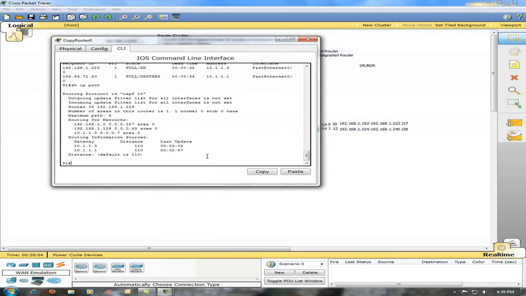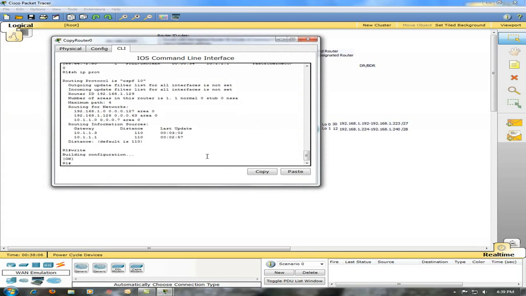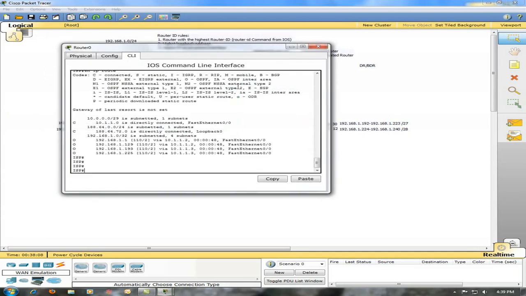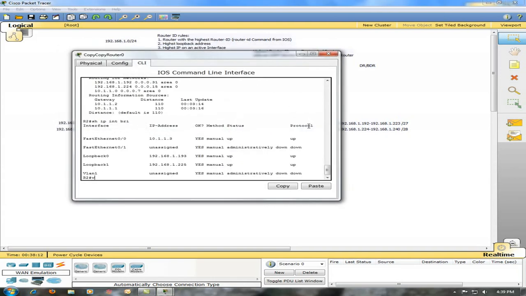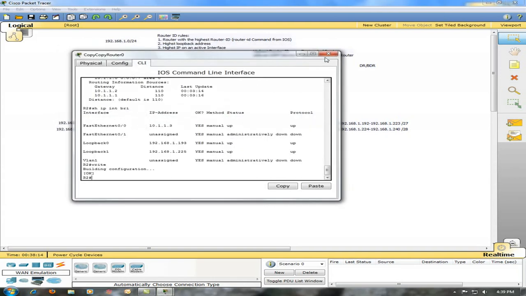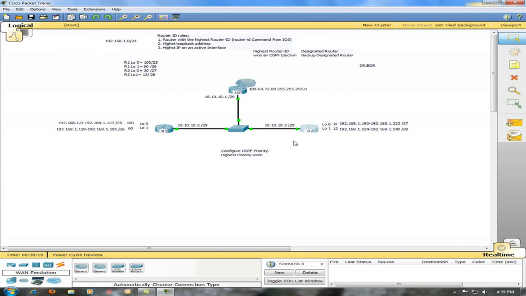Alright, so first things first, let's do a write on all these routers. So I've saved all my information. In the next video I'll show you how to manipulate the OSPF priority.